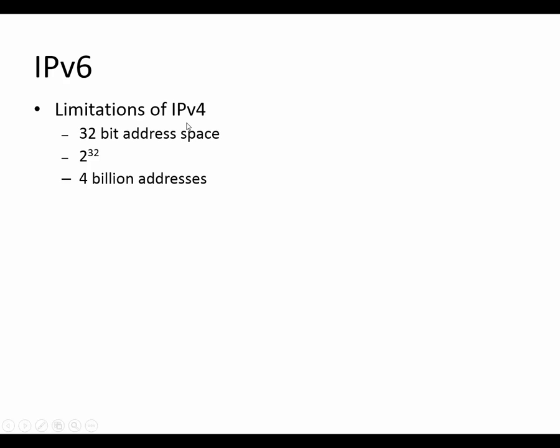Now, let's discuss IPv6. The statement of the problem is that IPv4 has only a 32-bit address space, which only gives us 2 to the 32 potential host IDs, which is only 4 billion IP addresses, and that's just not enough to satisfy the needs of the Internet. So the two potential solutions are, one, network address translation, which we just discussed, or IPv6.